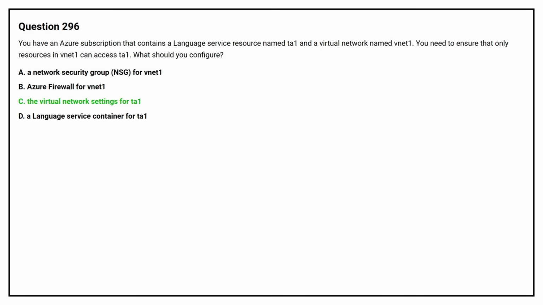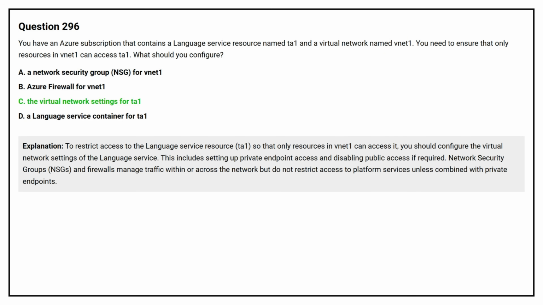The correct answer is option C. The virtual network settings for TA1. To restrict access to the language service resource TA1 so that only resources in VNet1 can access it, you should configure the virtual network settings of the language service. This includes setting up private endpoint access and disabling public access if required.